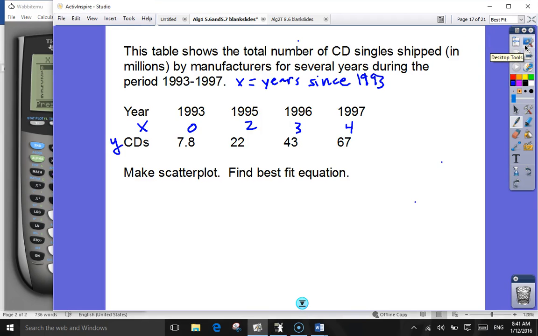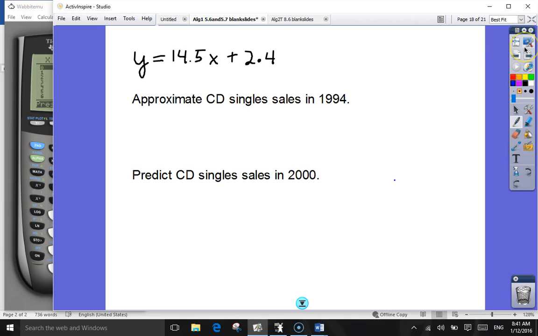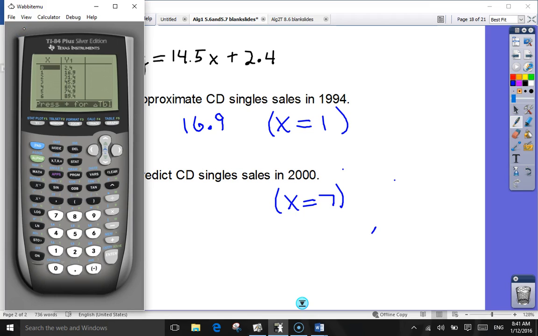So you go to the calculator and say 16.9 million. And what about if we wanted to find the sales in 2000? Then what would we look for in the X value? How many years since 1993 is 2000? 7. So use X equals 7 in the calculator. Look down. Now I've got to scroll. 103.9.